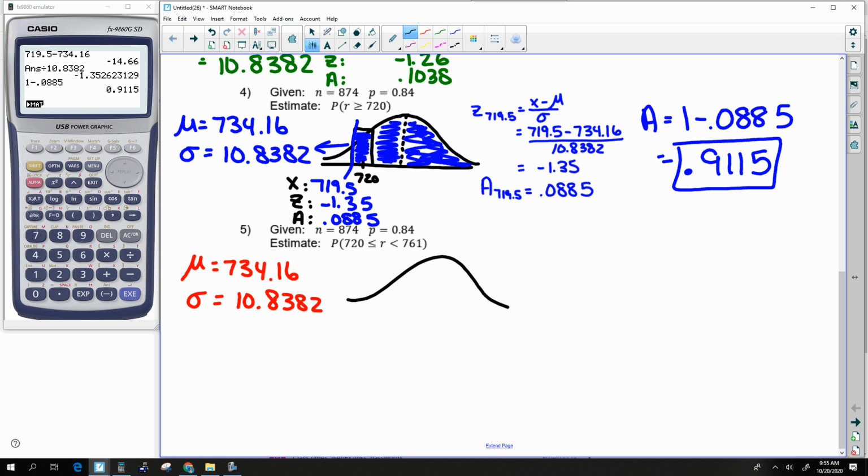Okay, last but not least, so I have this number of 720 again, and we have 761. I am looking for what is in between the two things. It is greater than or equal to the 720. It is not greater than or equal to the 761. So the edge exists right here at 719.5 and right here, which exists at 760.5.